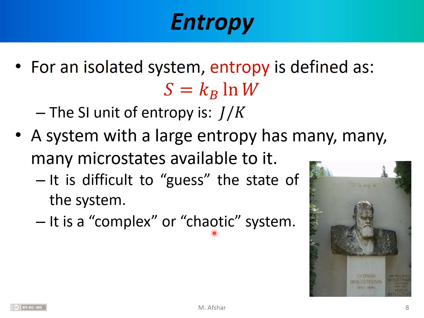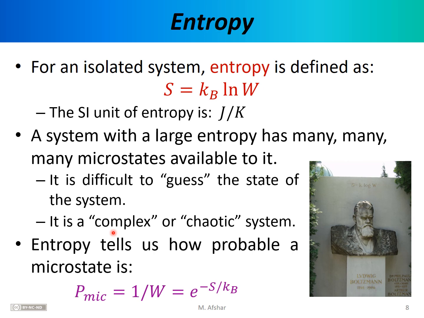It's best to think of entropy as describing the number of possible microstates that a system could be in, but very roughly speaking, you can think of entropy as a measure of chaos or randomness or the complexity of a system. Alternatively, you can think of entropy as the thing that tells us how probable an individual microstate is.